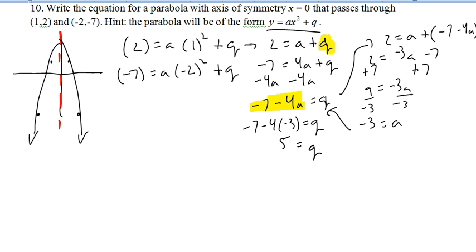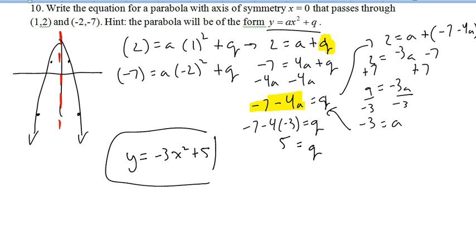So our equation is y equals -3x squared plus 5. Which would mean that our vertex would be (0, 5), which makes sense. And we're opening down because of the negative, so that makes sense. And we're vertically expanded by a factor of 3, which also makes sense because this parabola is quite spread out vertically.